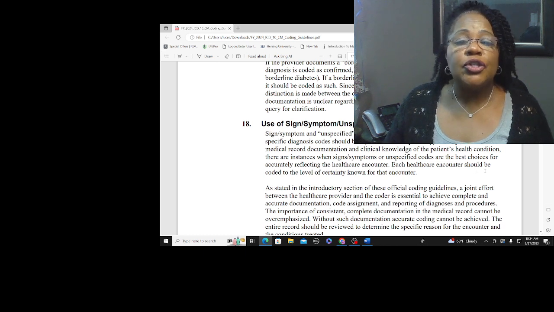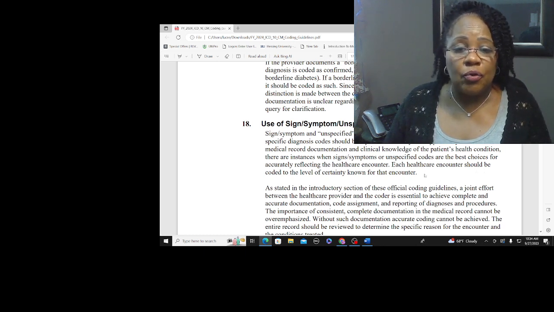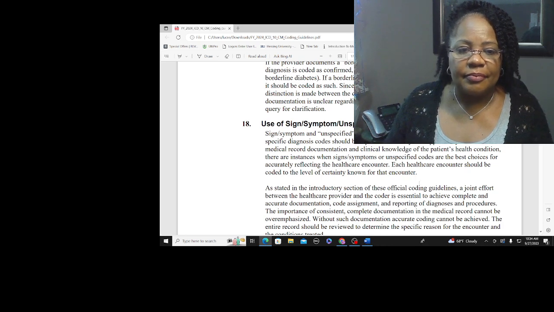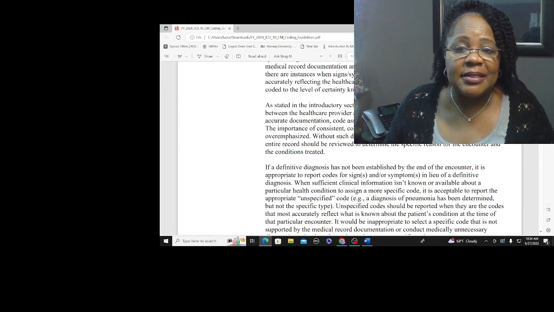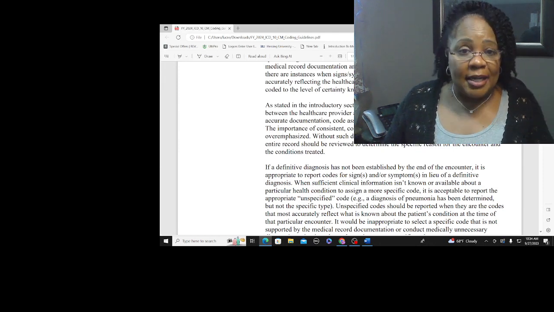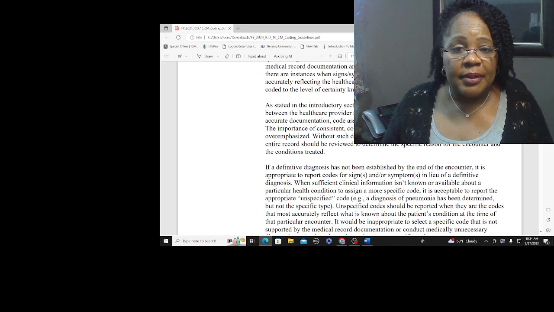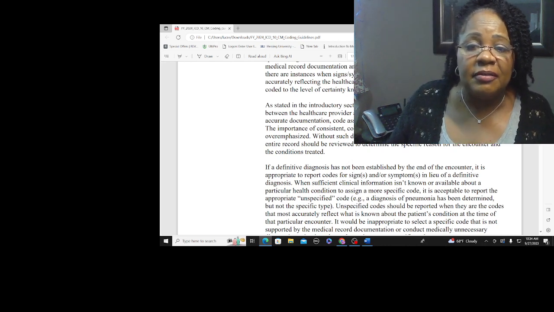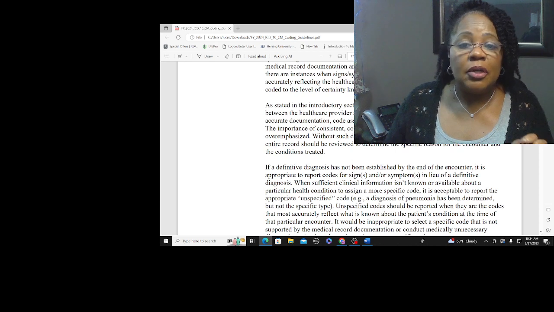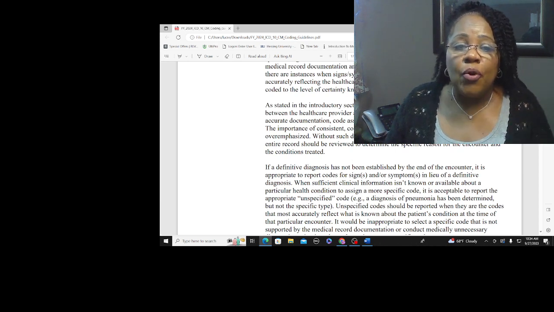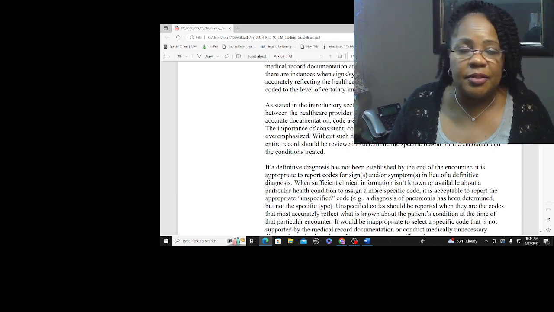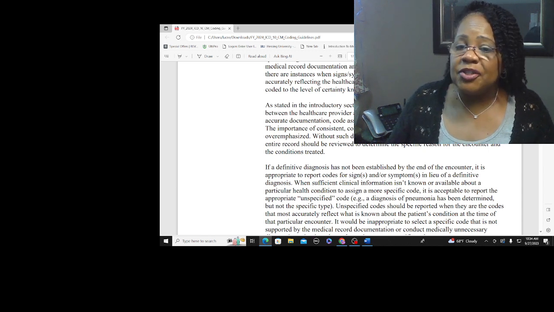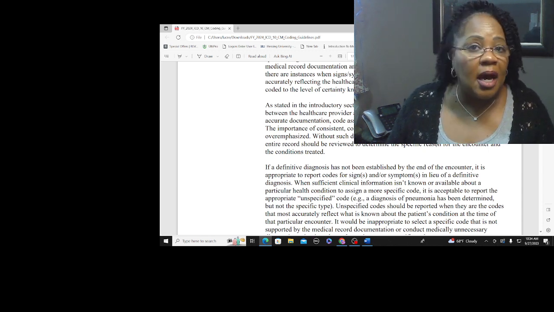Each healthcare encounter should be coded to the level of certainty known for that encounter. It says here, as stated in the introductory section of these official coding guidelines, a joint effort between the healthcare provider and the coder is essential to achieve complete and accurate documentation, code assignment, and reporting of diagnoses and procedures. The importance of consistent, complete documentation in the medical record cannot be overemphasized. Without such documentation, accurate coding cannot be achieved.